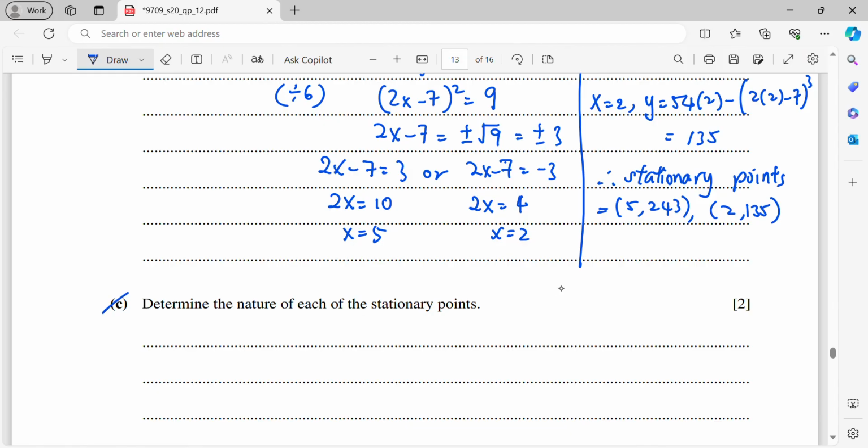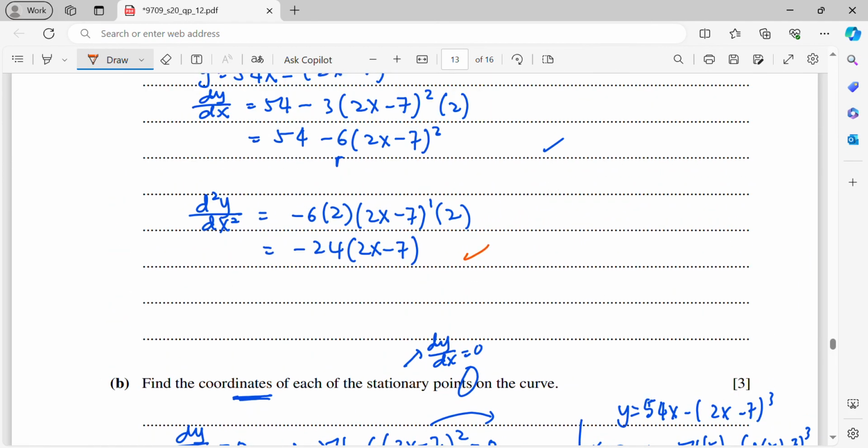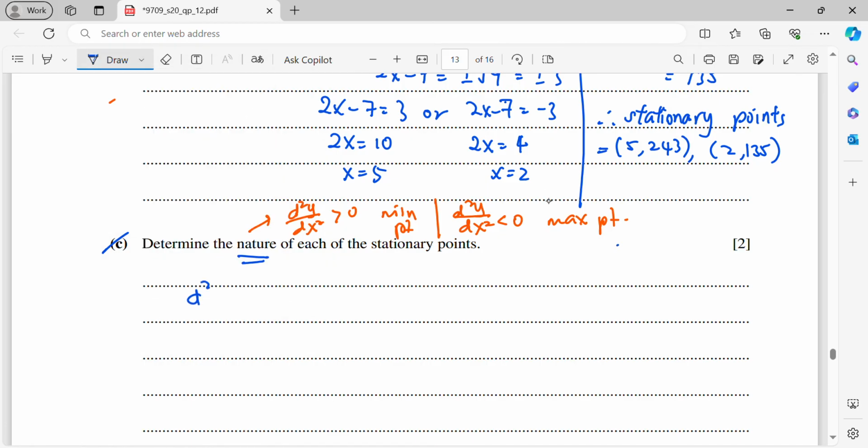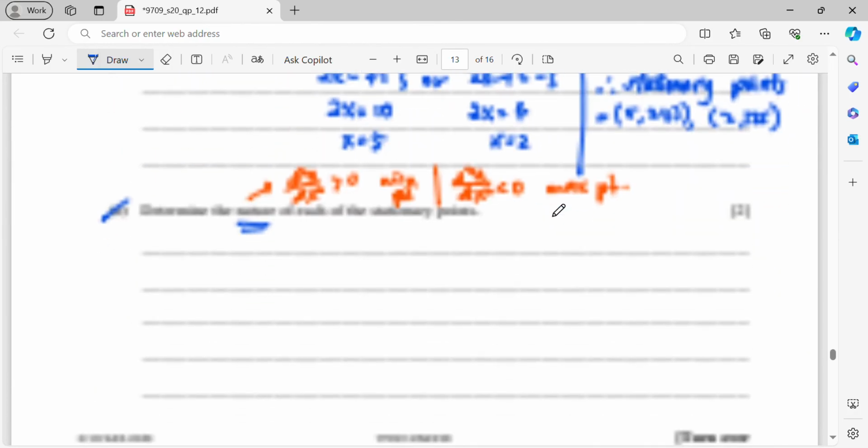And now part C, determine the nature of each of the stationary points. Nature means maximum or minimum. If the second derivative is greater than 0, that is a minimum. But if d squared y over dx squared is less than 0 after you replace the x, that is a maximum point. Now I refer to my second derivative expression, minus 24 times (2x minus 7).